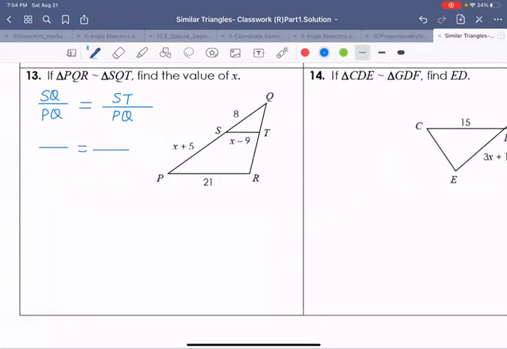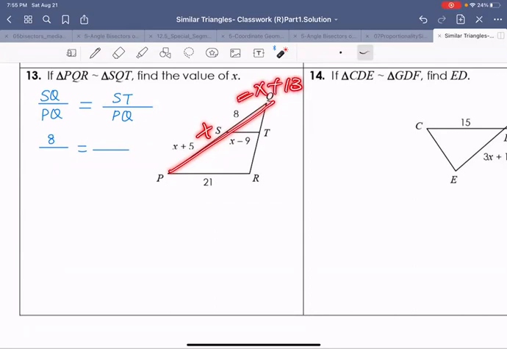For the second one, is it PR or PQ? PQ. We do SQ is 8. We can plug in SQ as 8. If this is 8, and this is X plus 5, so PQ should be 8 plus X plus 5, so you mean this plus together, right? Okay. This piece is X plus 5. This piece is 8. So this total is X plus 13.